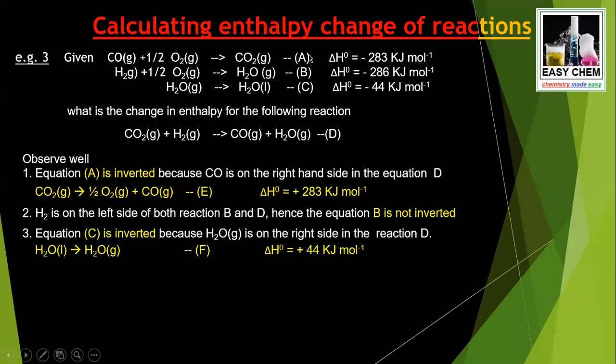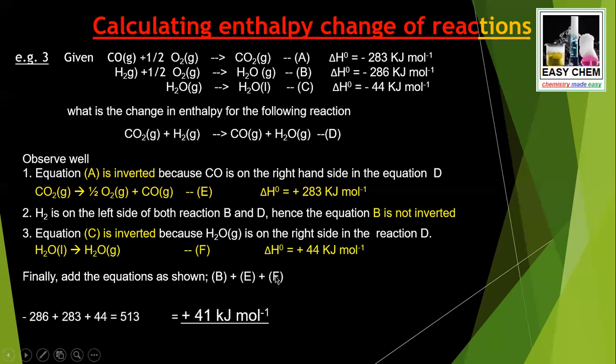We inverted A and C, but we didn't invert B. Now we have to add equation B, E and F. Finally, add the equations as shown, B plus E plus F. See the values, negative 286, negative 283, plus 44 is going to give 513, answer is plus 41 kilojoule per mole.